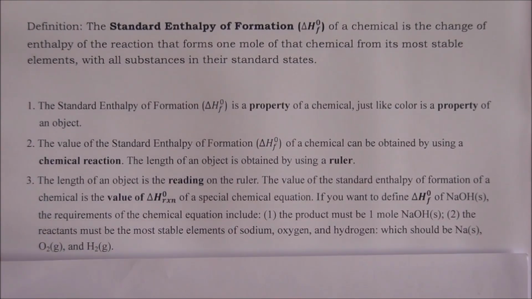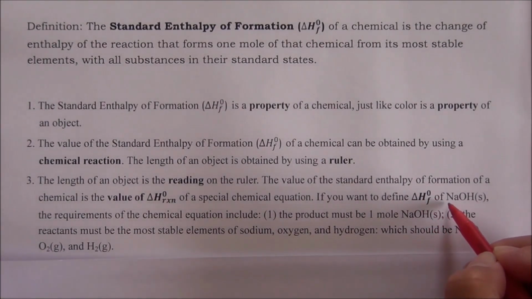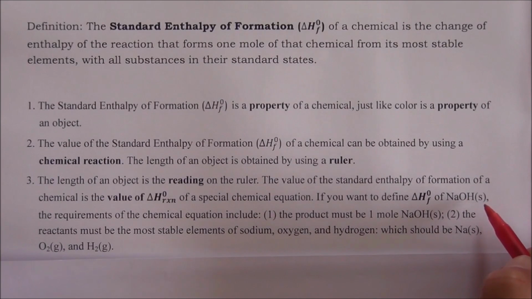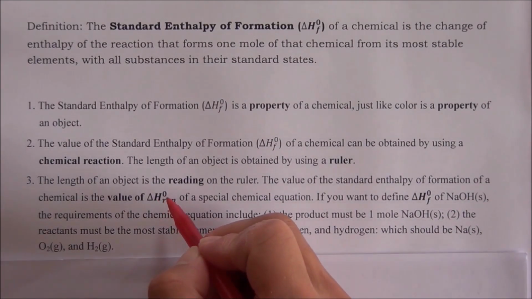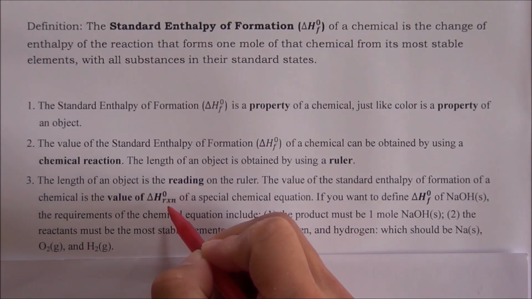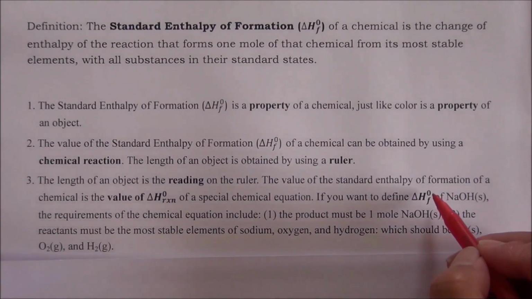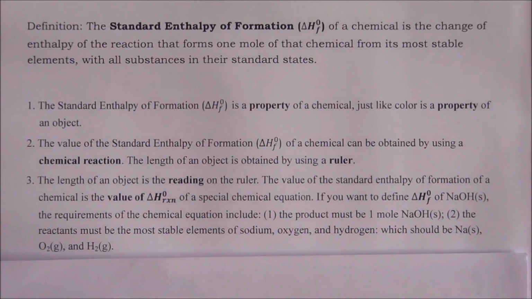Therefore, if we want to define the standard enthalpy of formation of sodium hydroxide solid, we have to write down a chemical equation first. We know that any equation will have a standard enthalpy of reaction. You have to carry out that reaction to obtain the value of the standard enthalpy of reaction of that reaction. That value is the value of the standard enthalpy of formation of that chemical. Now let me put down the equation.